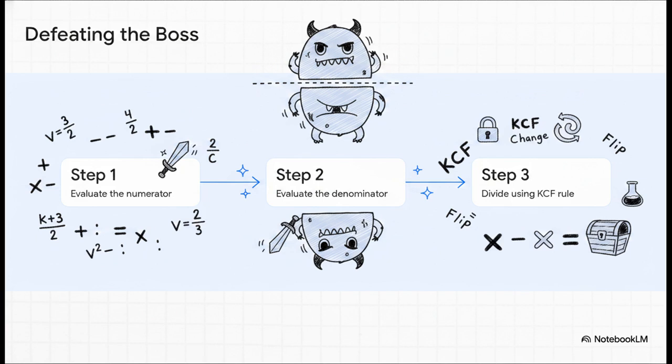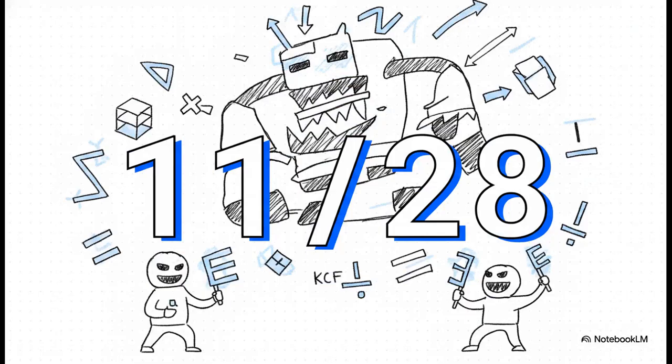Now, step 3. We have 11/8 over 7/2. Do you remember our keep, change, flip rule? Yep. We keep 11/8, change to multiply, and flip to 2/7. Multiply straight across. And boom, 11/28. You just took down the boss fight. You used your knowledge of improper fractions, common denominators, and that awesome KCF rule to absolutely dismantle a complex, multi-layer fractional expression. Now that is mathematical empowerment right there.